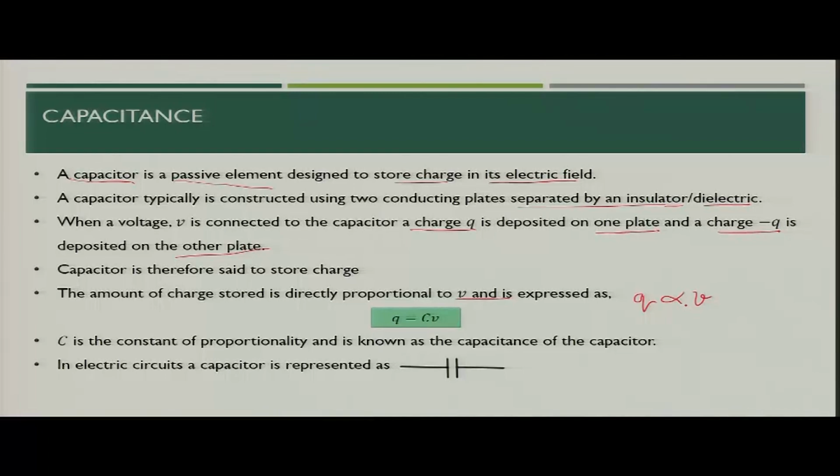Now, you can introduce another proportionality constant, called C. So, what is C? C is the constant of proportionality which is known as the capacitance of that capacitor, and it is represented like this. For that, you just put two parallel lines and then connect them. These two parallel lines represent the plates of the capacitor and these are the connectors.